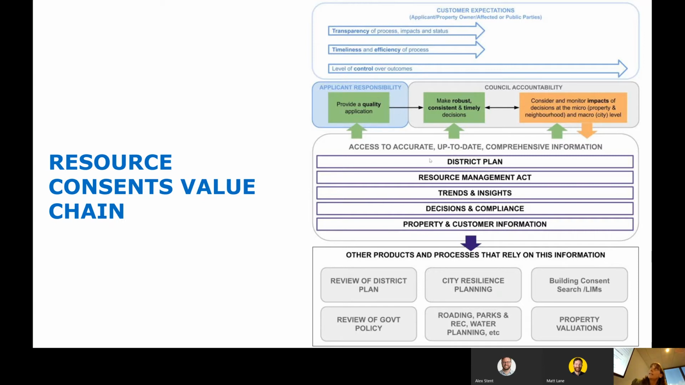And so feeding into that is the really important aspect of having timely access to accurate, up-to-date, comprehensive information, which is the district plan, it is the Resource Management Act, and it's all the trends and insights that we can gain from all of our data. It's the decisions and the compliance requirements, and it's the property and customer information. So all of that is absolutely critical, and it feeds both the process and decision making of resource consents. And then out of that, there are a whole lot of other products and processes that rely on that information being really good quality.